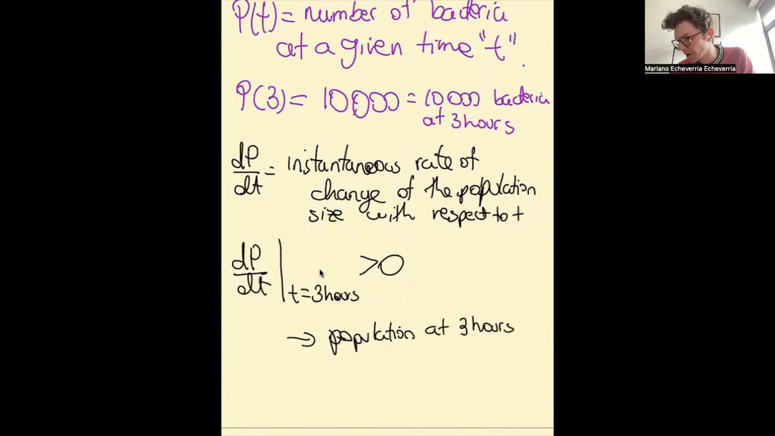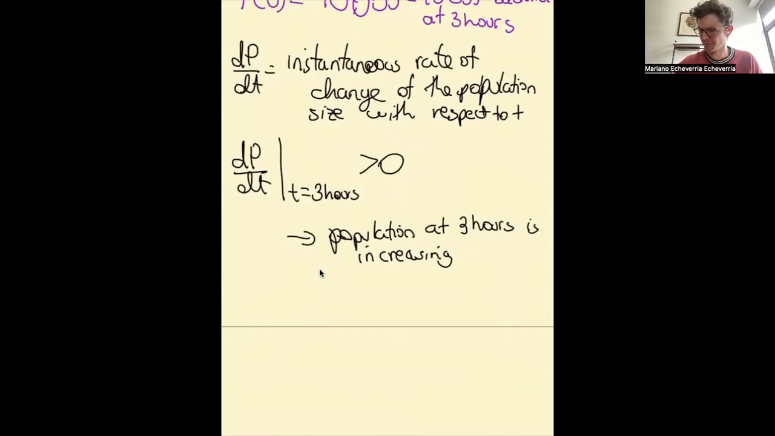Because if you remember, as I had mentioned at the beginning of today's class, when the derivative is positive, that means that the function is increasing. The function here is the population. So that means that there are more members being added to the population. You could still have some bacteria dying, but it just means that at that instant, there are more being born, for example, than dying. Is that making sense?